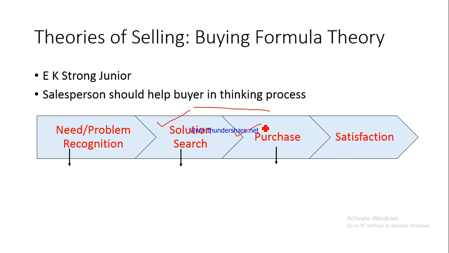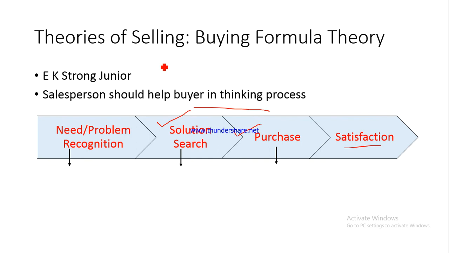then he purchases. And then finally, after purchasing this particular product, he feels satisfied or dissatisfied, and if he's satisfied, he's spreading a good word of mouth, otherwise he's saying bad things about the product. So this is the satisfaction or the dissatisfaction which may happen after the purchase. So this is what the thinking process of the buyer is.